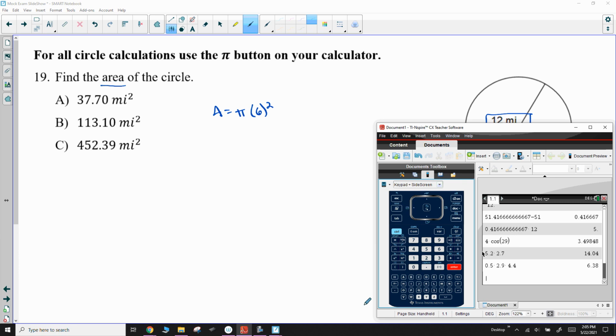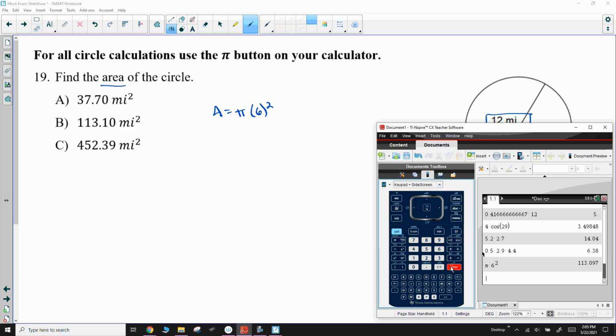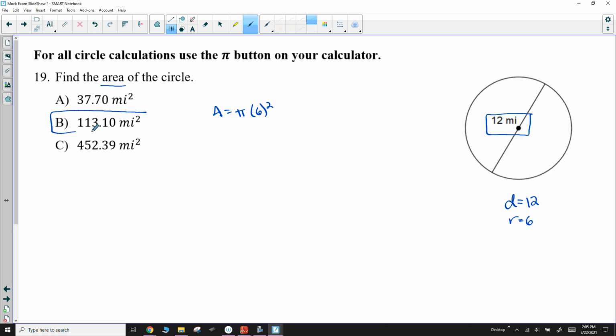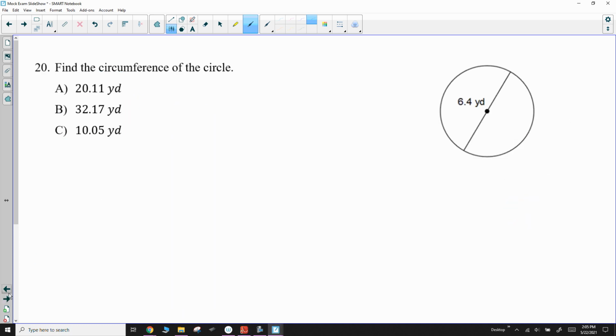Into my calculator, I'm going to type pi times 6 squared, and that gives me 113.097, which would round to 113.10, and there it is, B. Number 20, find the circumference of the circle.